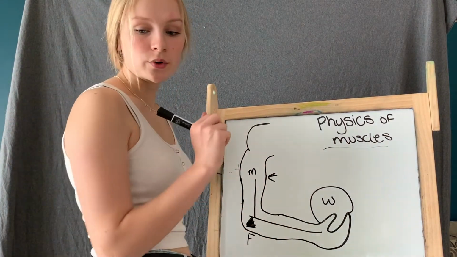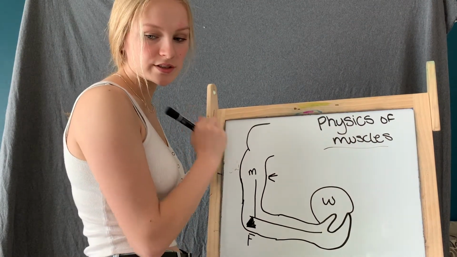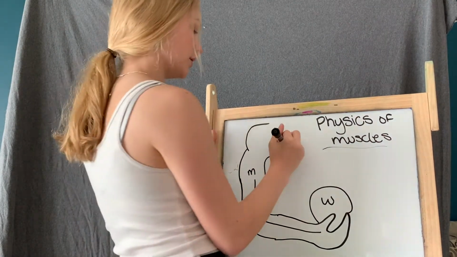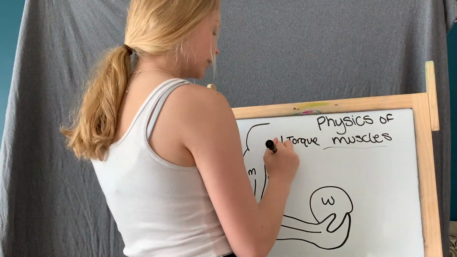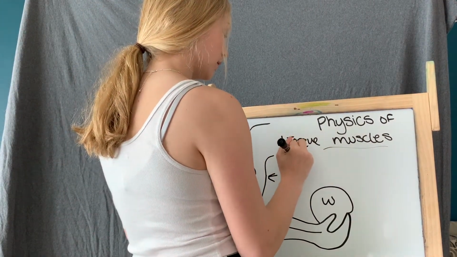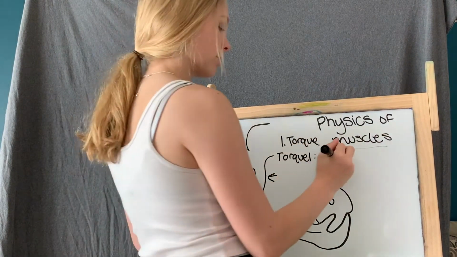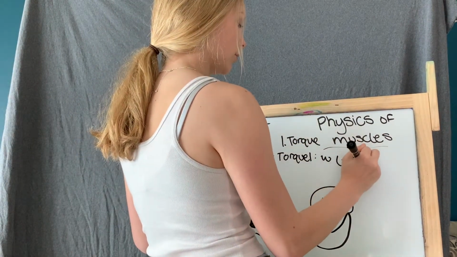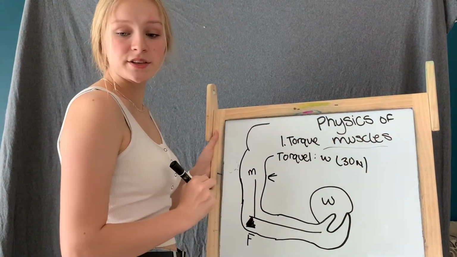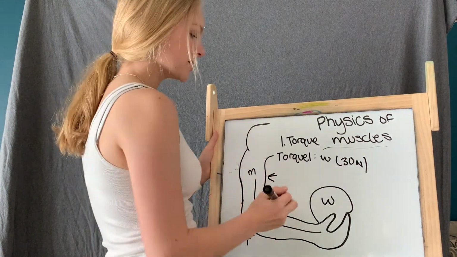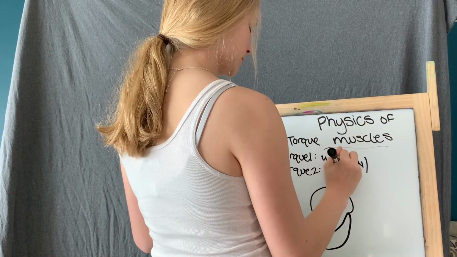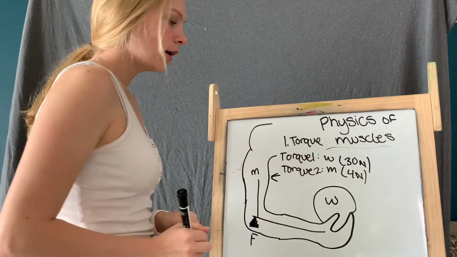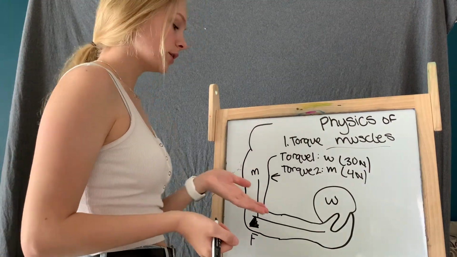First, we start with the torque. So we sum our torques around our pivot point here, which is our first step. So our torque 1 would be due to the weight in our hand here, and we'll say that that is about 30 newtons of force. Our second torque would be the muscle force that is bringing our arm upwards, and we'll say that is about 4 newtons. Our second step is to find the equilibrium.